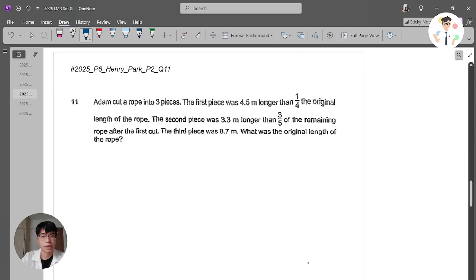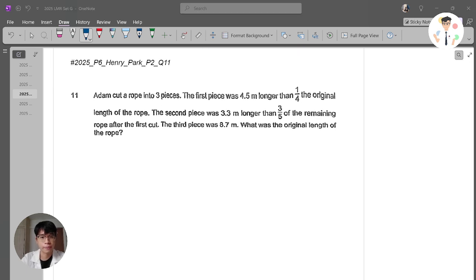Okay, let's look at this question together. This is from 2025 Henry Park paper 2 question 11. Now this question says that Adam cut a rope into 3 pieces. The first piece was 4.5 meter longer than 1 out of 4 of the original length of the rope. The second piece was 3.3 meter longer than 3 out of 5 of the remaining rope after the first cut. The third piece was 8.7 meter. What was the original length of the rope?